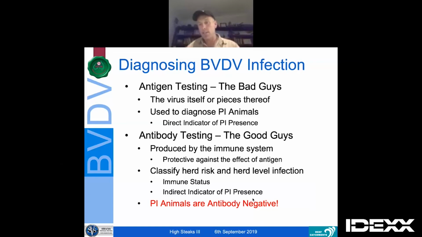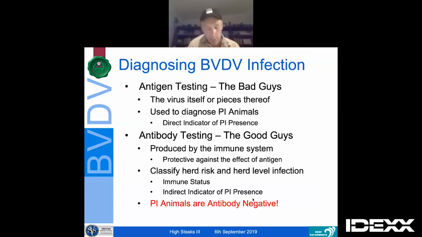Antibody testing is like asking an animal if it's ever met a PI, and it's an indirect indicator of PI presence. If you've got a group of young animals living together and they're all highly immune, that indicates a lot of exposure to a PI, because without PIs there's not much exposure. Remember this: PIs themselves are always antibody negative, because they think BVD is normal. Their immune system says it's no big deal, it's just part of me, so they never mount an immune response. If you blood test a PI, it'll come back antibody negative.